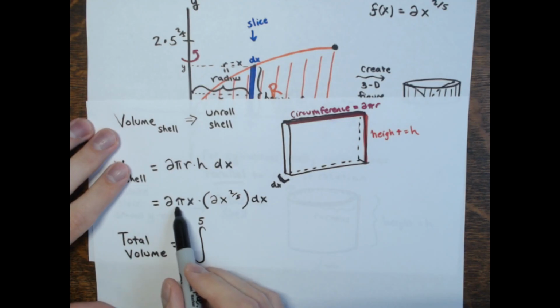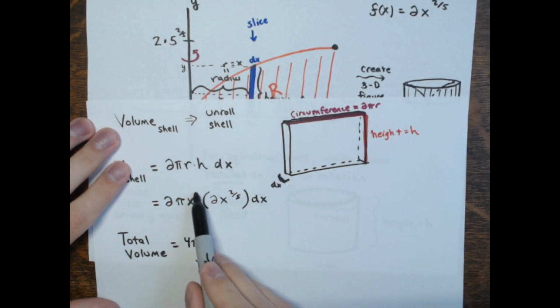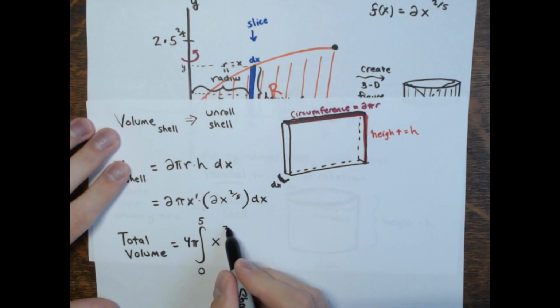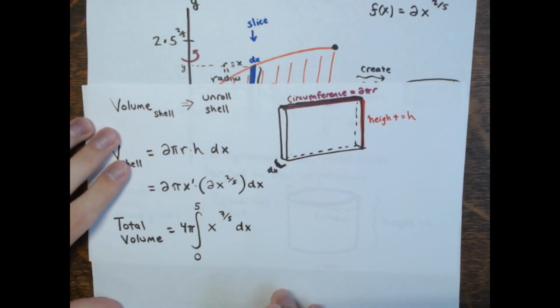Now, notice this 2 pi here times 2 here, that's 4 pi. I'm going to pull 4 pi out, right? That's a constant multiple. We can pull simple constant multiples out of integrals. And then x to the first times x to the 2/5, that'd be x to the 7/5, right? One is the same as 5/5, and 5/5 plus 2/5 is 7/5. And then that takes care of all that. And then you've got times the thickness, right? Times dx.